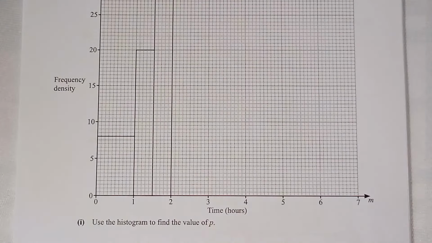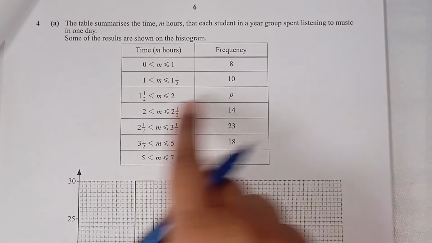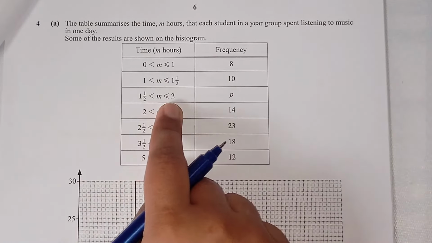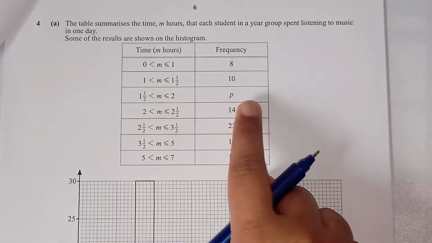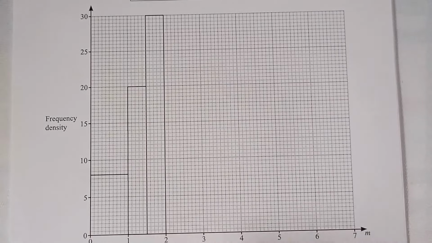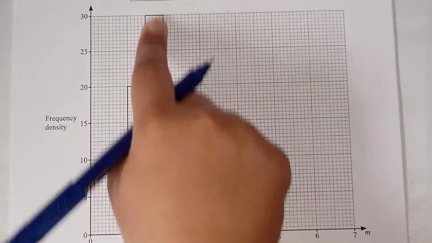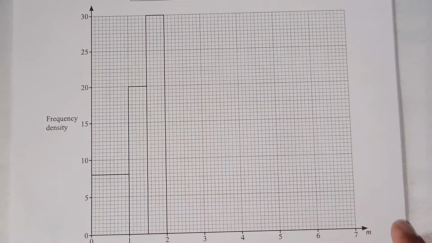Okay, let's see where P is. We have P over here in the region 1/2 to 2, and we have a frequency P. This is the interval 1/2 to 2. And what is the frequency density for this? The frequency density is 30.